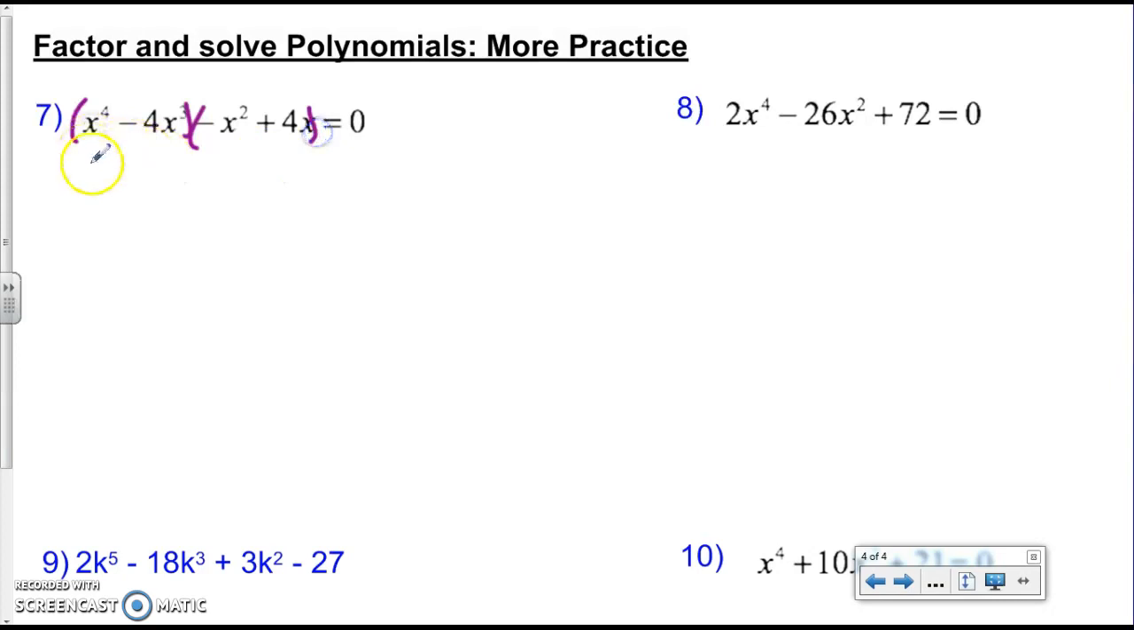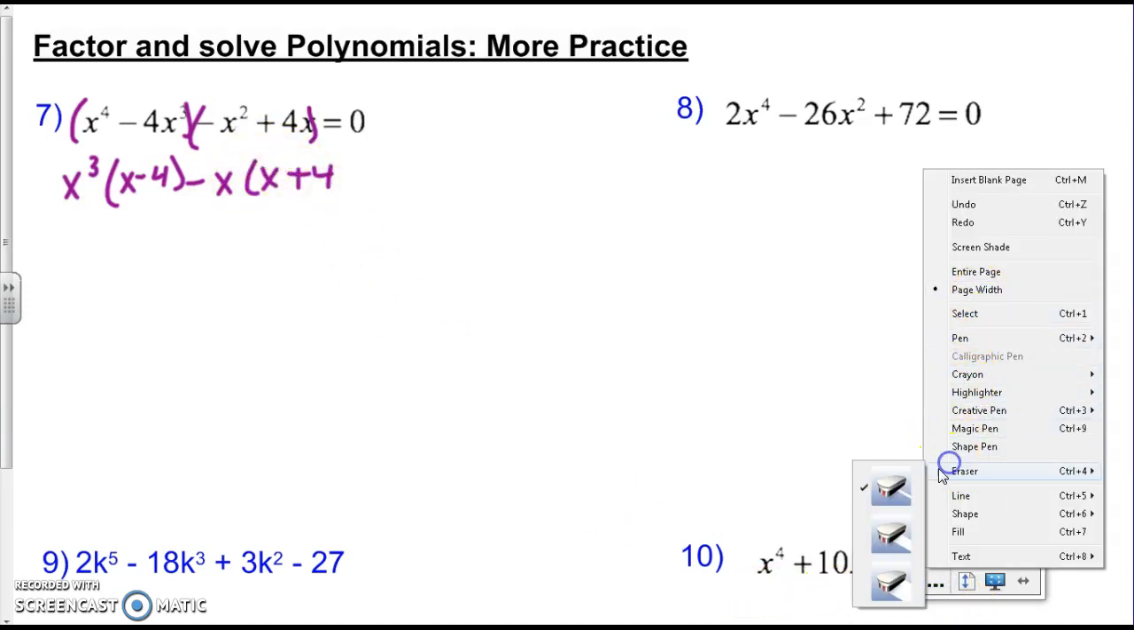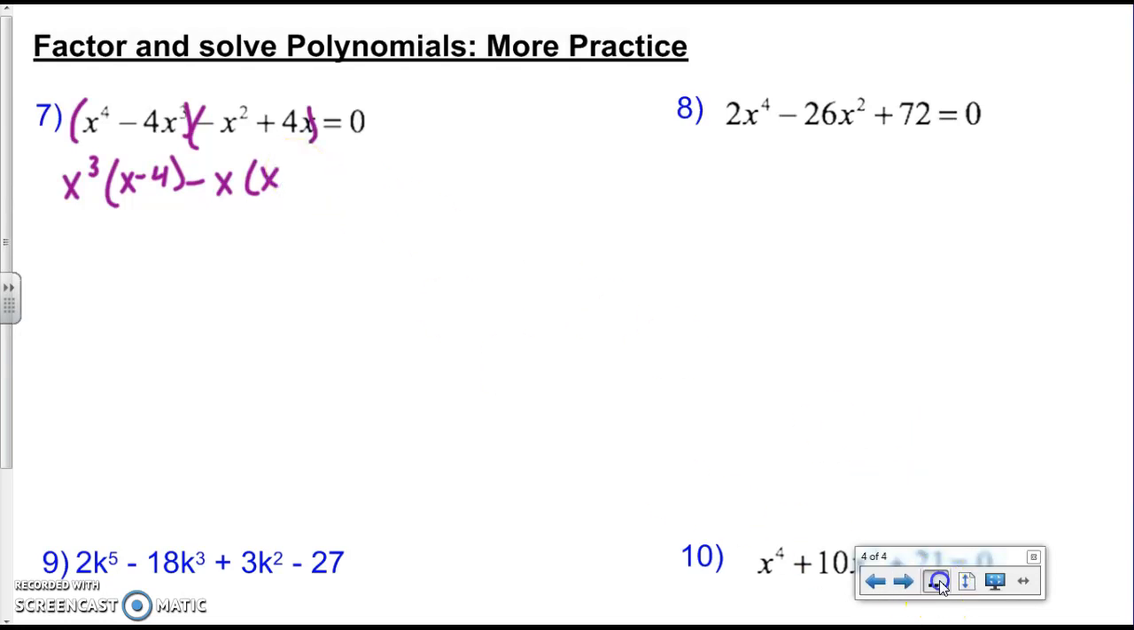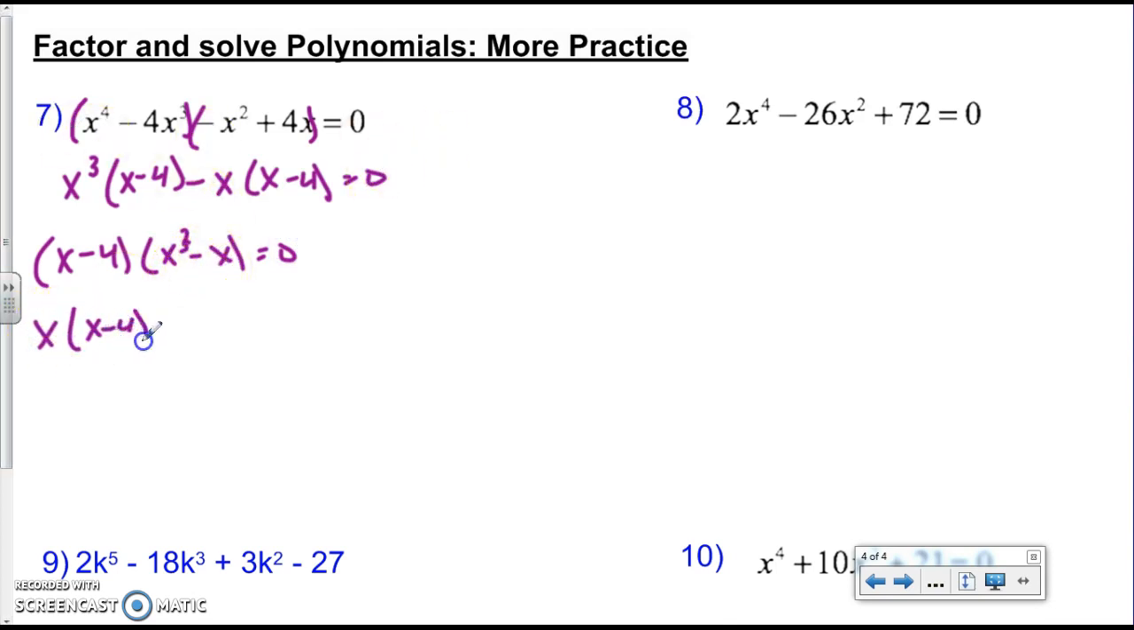Okay, first one, factor by grouping. I'm going to do this quickly without a ton of explanation. Change my sign there. There's actually a GCF here that I should have done first, so I'm going to take an x out of that second group.